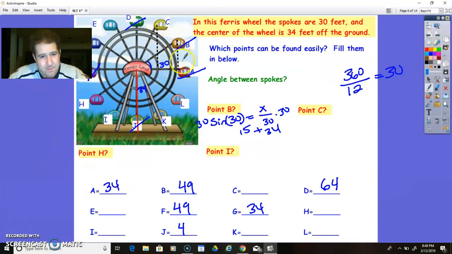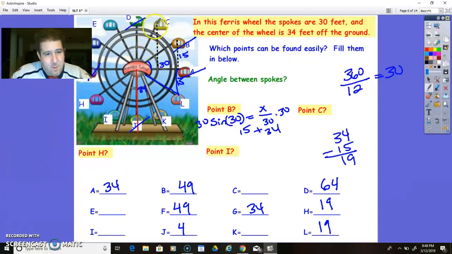Now, like I said, if this is 15, then you also know that the height of this triangle is also 15. So therefore, it's 15 below the center. So 34, so I'm trying to find L now. So that's 34 for the center height. Minus 15 gives me a difference of 19. Yeah, 34. 1, 2, 3, yes. So 19 is the height of L, which means it's also the height of H.